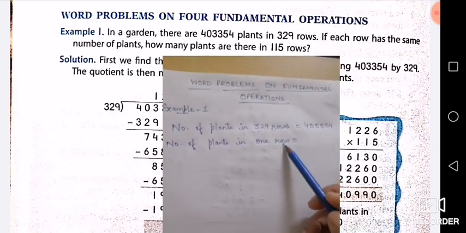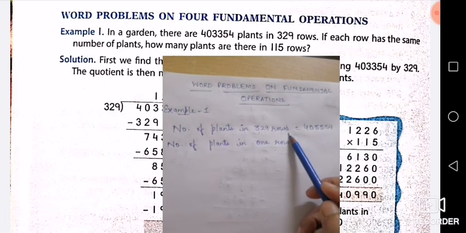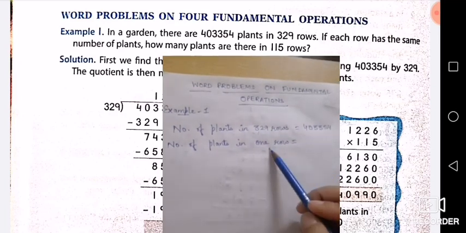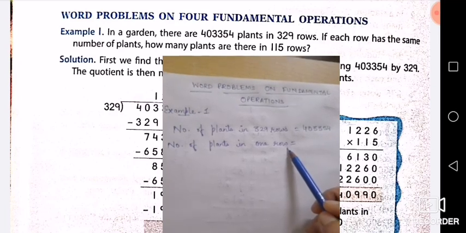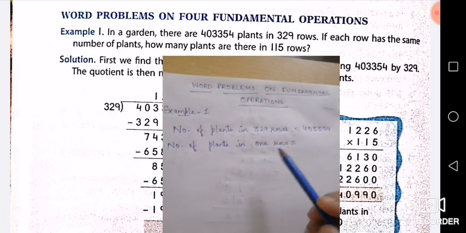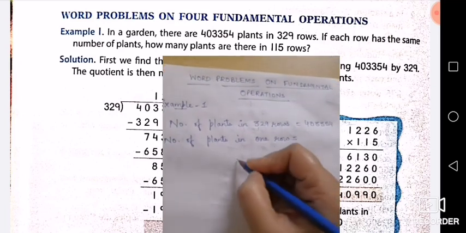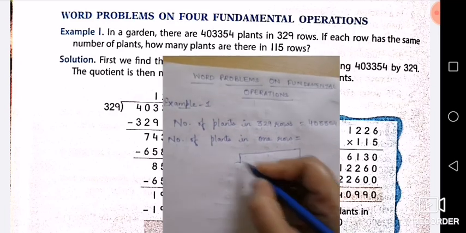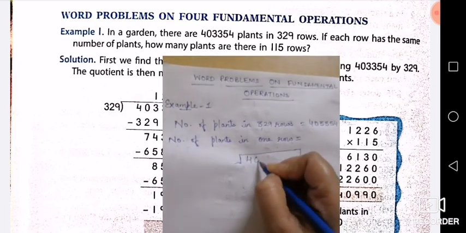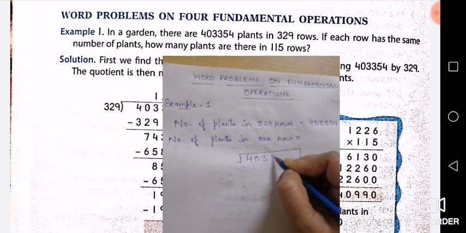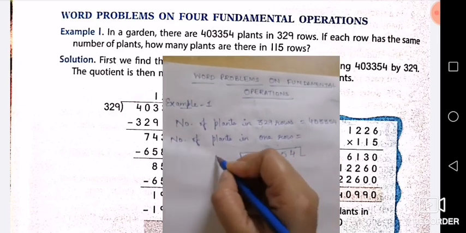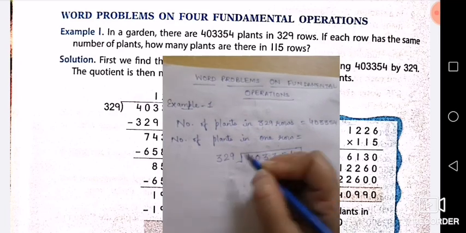So, here is the concept of many and one. If you remember what we have done in division, we have done the concept of many and one. When many is given and one you have to find, then what will you do? Yes, you will do division. So, here we will start the division. What is that? This 4,03,354 is going to be divided by 329.